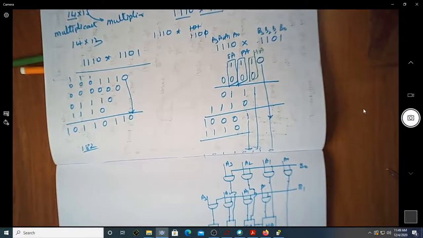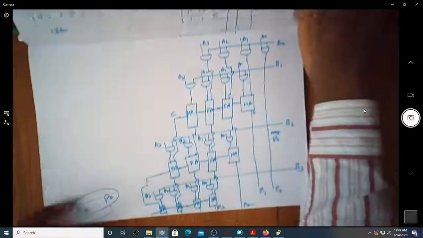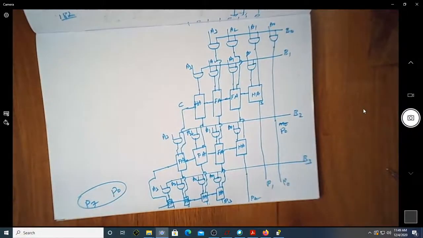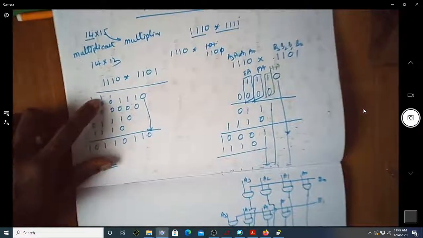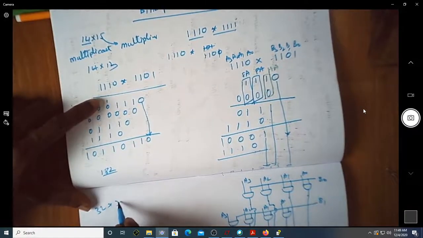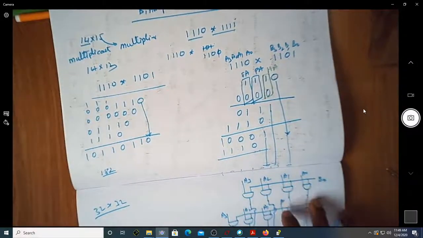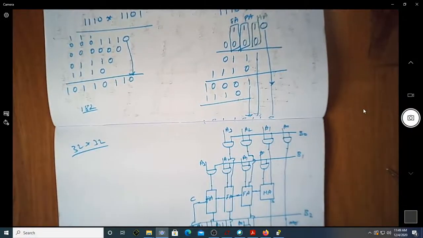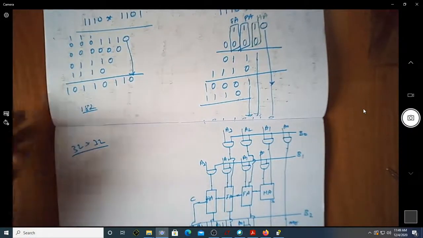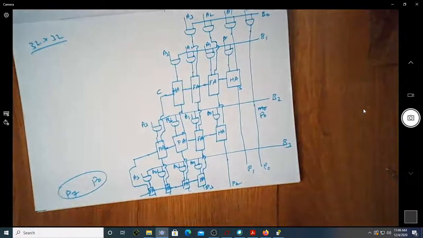So you can see it's a complex circuit. Suppose the number of bits is more, supposing that you have 32-bit into 32-bit multiplication, you can just imagine the complexity that is associated with this particular thing. So it always boils down to what is the amount of time that is required to generate a multiplication of 2 numbers. So it depends on how many times you're going to add. Whenever you are adding, you can see the carry has to propagate all the time.